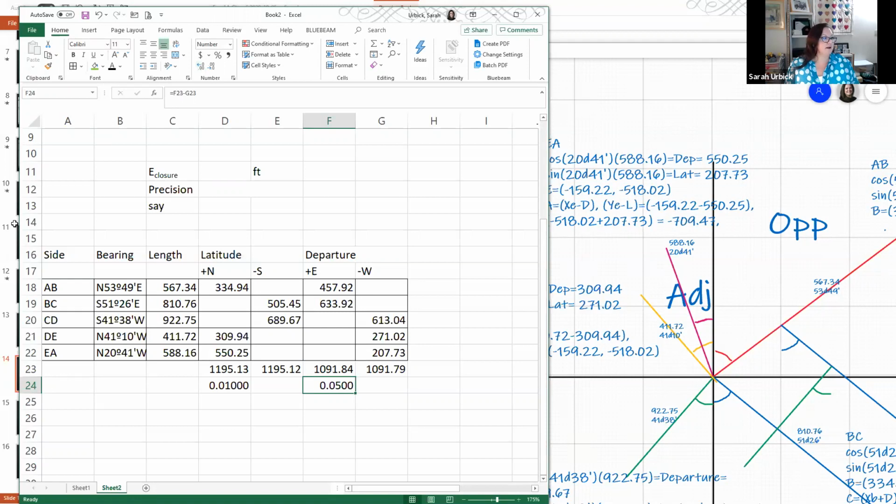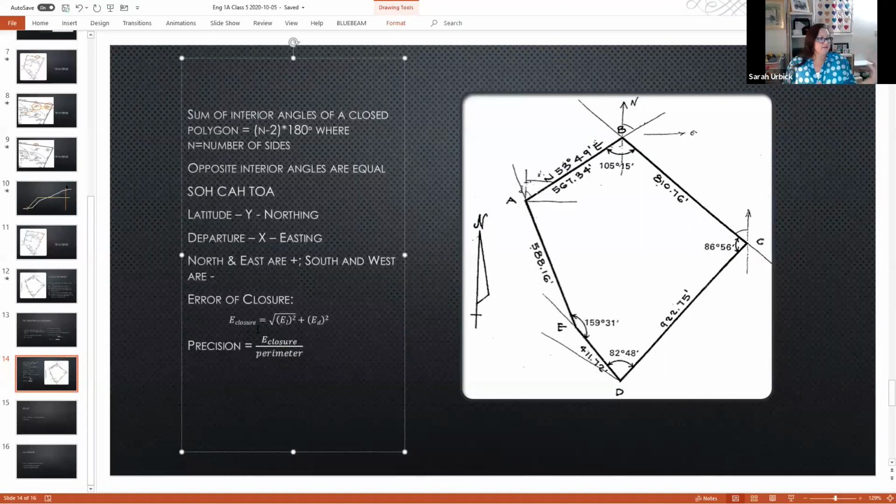Now, are we within acceptable parameters? How do we figure that out? Our error of closure. All right, our error of closure is the error of our latitudes squared plus the error of our departures squared, and then the square root of that. Kind of tells me there's some Pythagorean theorem going on here, right?